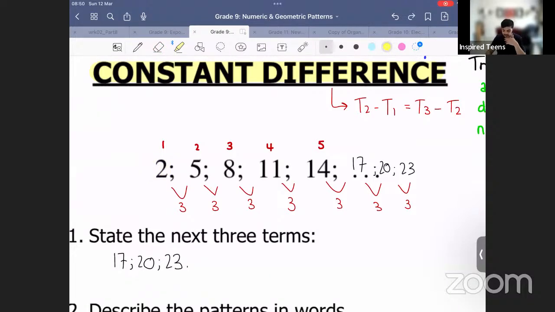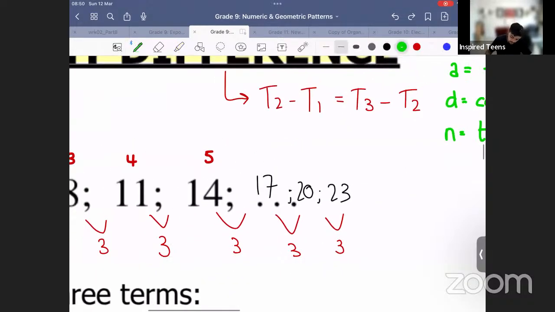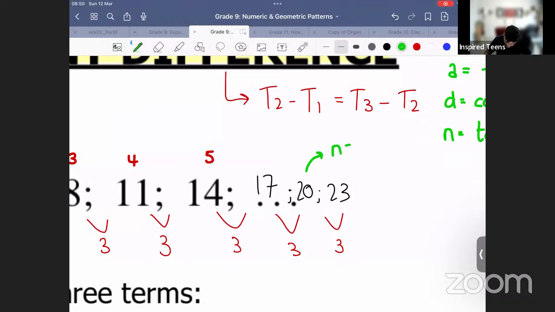Someone tell me what's the value of the fourth term? What's the value of the fourth term? Very good, right? And which term has a value of 20? Which term has a value of 20? Okay, correct. The seventh term. That's what we call it, the seventh term. So in that case, for 20, your n is equal to 7.